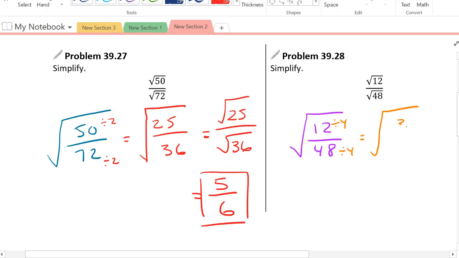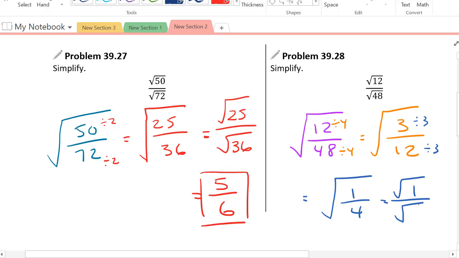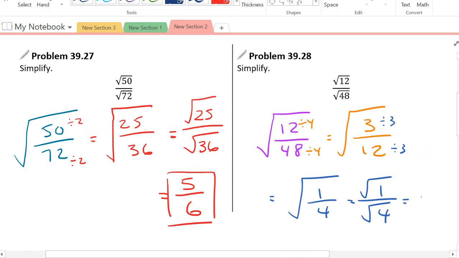So I reduce by 4, what do I get? I'm going to get the square root of 3 divided by 12. But now I can reduce again, can't I? Yeah, I can reduce one more time. I can reduce by 3 this time. So what does that give me? That's going to give me the square root of 1 divided by 4. Now I can split it up. Square root of 1 divided by square root of 4. And what's that equal to? The square root of 1 is 1. The square root of 4 is 2. So I get a half.